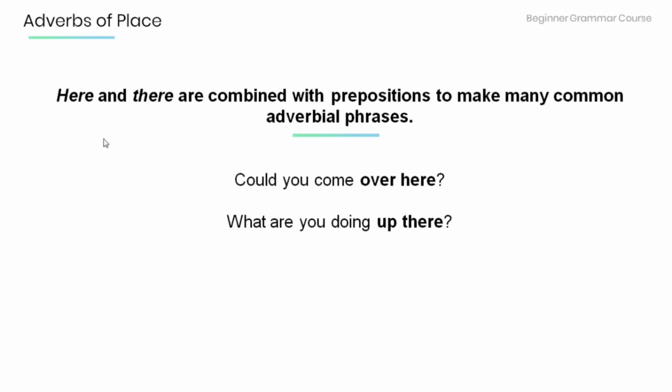Note that here and there are combined with prepositions to make many common adverbial phrases. Have a look at the examples below. Could you come over here? Over is a preposition, and here the adverb. Together, they make an adverbial phrase. What are you doing up there? Again, up is a preposition, and there the adverb of place.